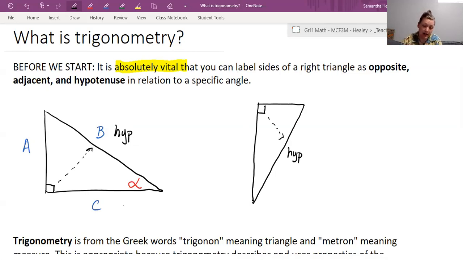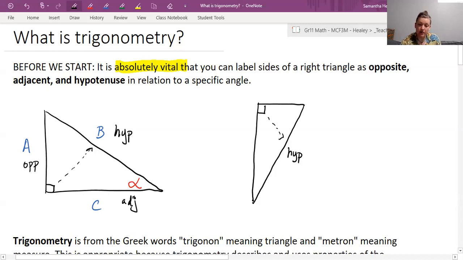Then if we look at A and C, the sides of this first triangle that I have as an example, remember we're labeling in relation to this angle alpha. So I see which side is opposite alpha and which side is adjacent to alpha. Opposite, we have this side, side A over here. And adjacent to this angle alpha, so next to it, touching, but not the hypotenuse, is side C.